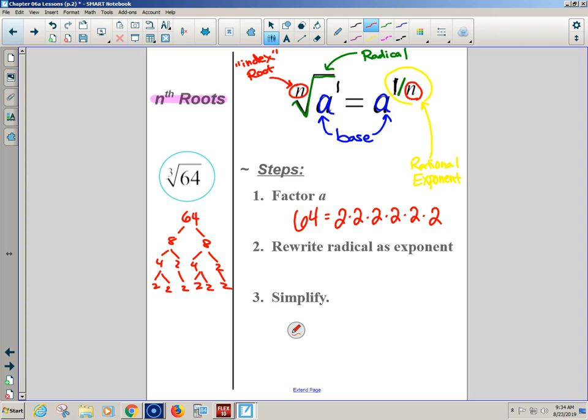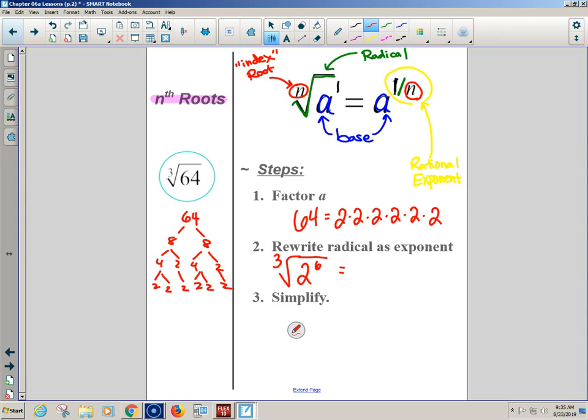Rewrite the radical as an exponent. So I can rewrite the cubed root of 64 as, oh, wait a minute, hold on, no, we just factored A, so it's not 64 anymore. What is this? 2 to the power of, good, 2 to the power of 6.